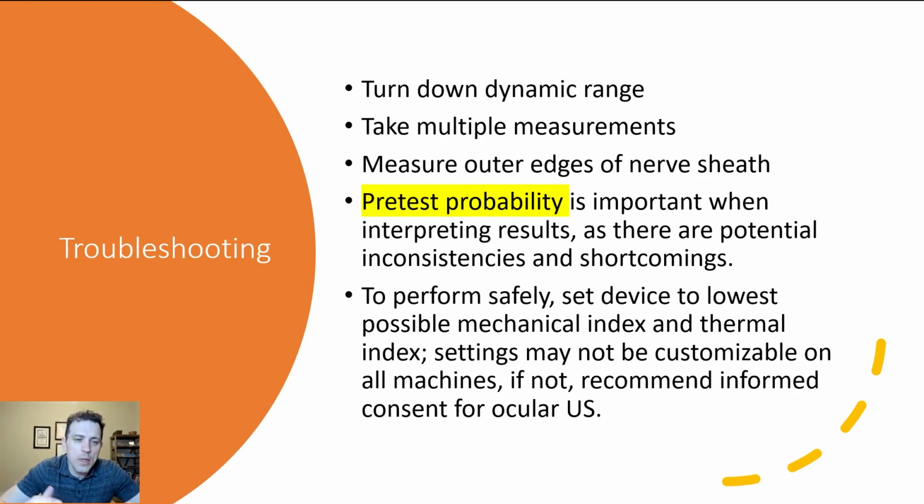Lastly, I just wanted to take a quick look at some troubleshooting. What you want to do is turn down your dynamic range. You want to take multiple views, as we've discussed multiple times. We want to measure the outer edges of the nerve sheath. We want to keep in mind that pretest probability. And to perform the exam safely, not only not putting pressure on the orbit, but you want to set your ultrasound device to the lowest possible mechanical index and thermal index. Settings might not be customizable in all machines, and if not, you might want to include that in your informed consent for this particular procedure.